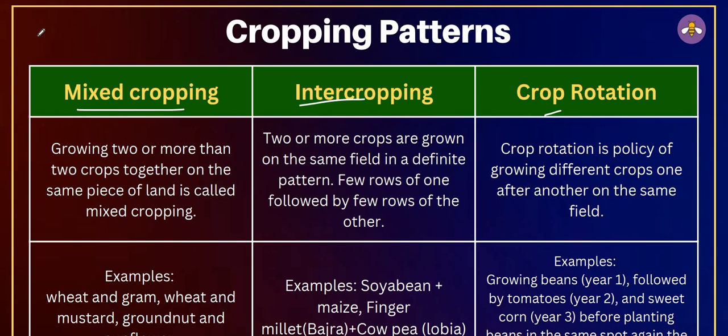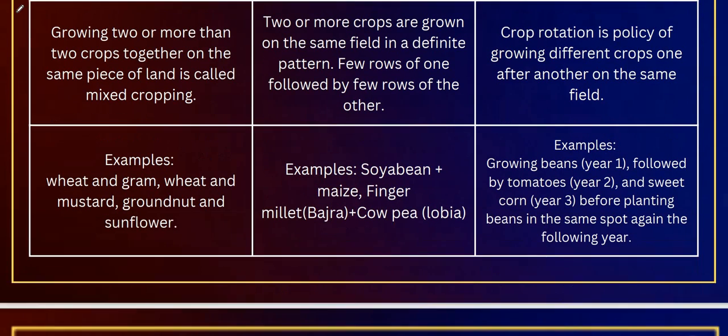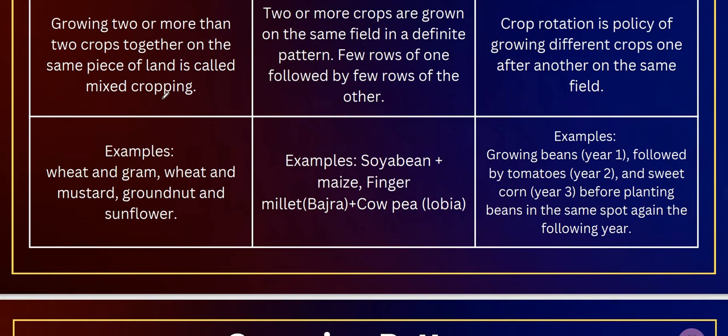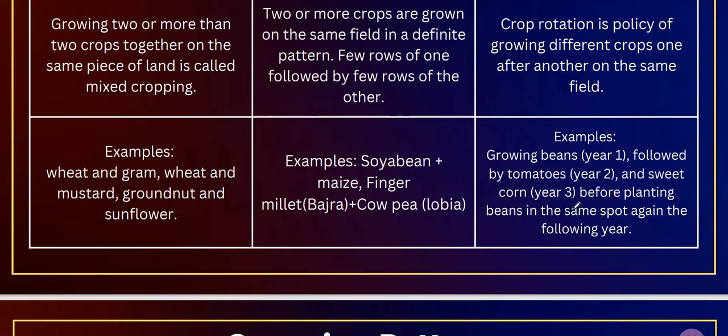Soybean, maize, millet plus cowpea. Then again soybean, maize, millet, cowpea. Like this. Intercropping means anywhere, anything. Wheat and gram, wheat and mustard, groundnut and sunflower, anything.